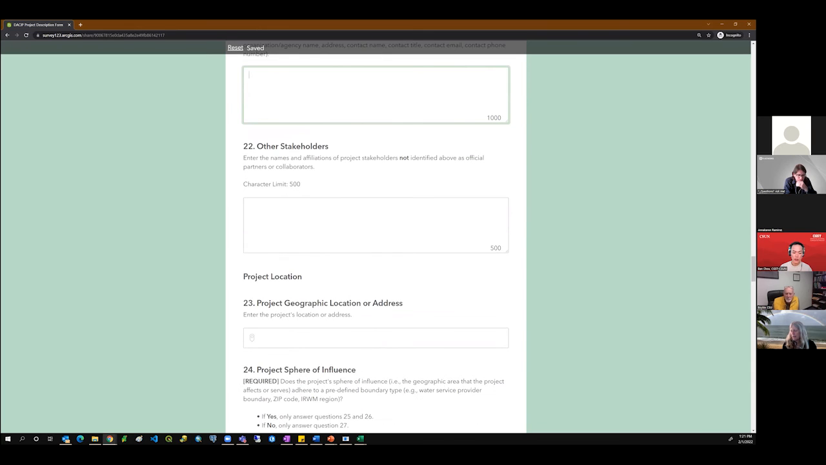In question 22, you enter any stakeholders not identified above as official partners or collaborators. And the community support section of this morning's session included a list of possible stakeholders, and the manual does as well. So feel free to consult those resources if you need help in identifying potential stakeholders. For this example project, the neighborhood HOA has an interest in the project since local homeowners and residents will be affected directly by the project. So we are going to include the fictitious HOA president here, Matt Black.